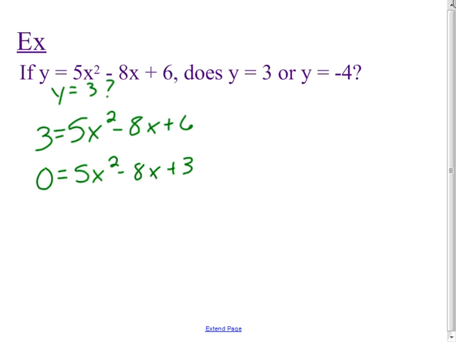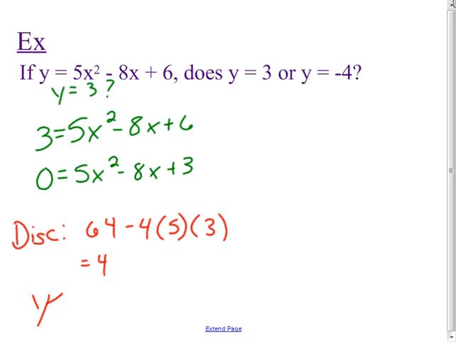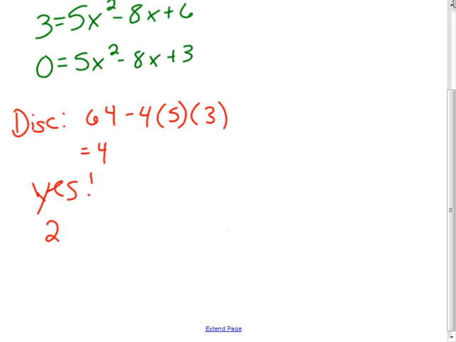So what I was doing before is I was doing the discriminant to see if it was a perfect square, because if it was a perfect square, then I could factor it. Well, now instead of doing that, I just need to see, can I get a solution out? So when I go through and I do b squared minus 4ac, and I check that discriminant, 64 minus 4 times 5 times 3, I get 4. So does y ever equal 3? Yeah, absolutely.